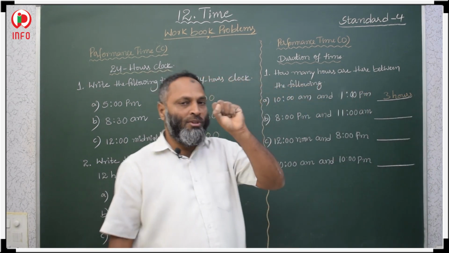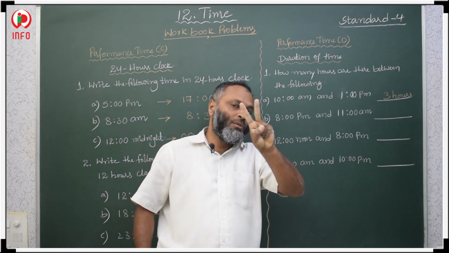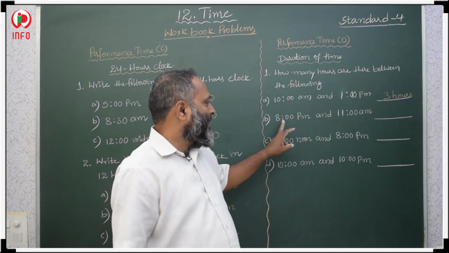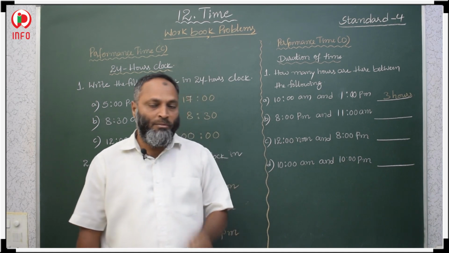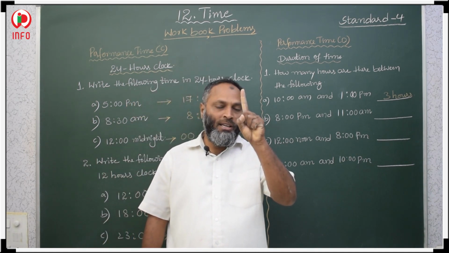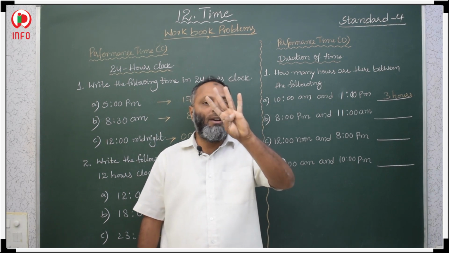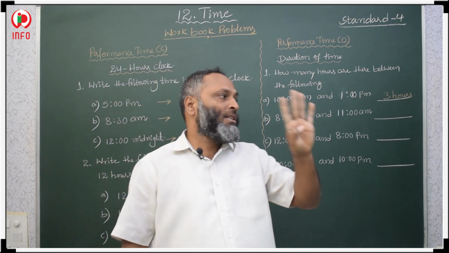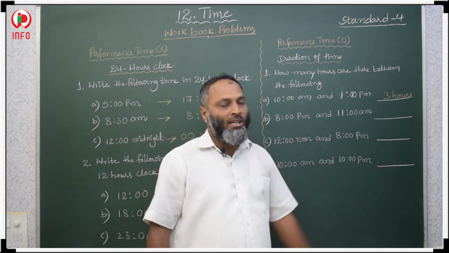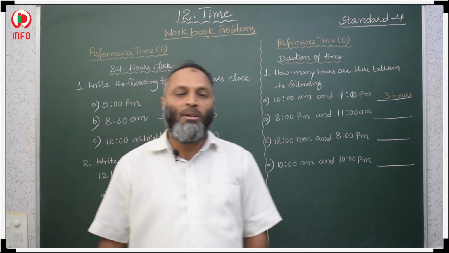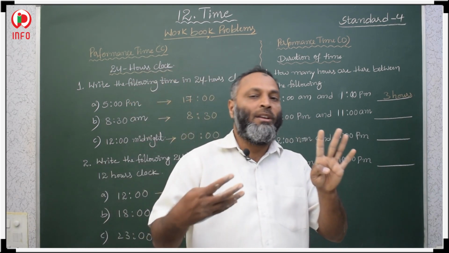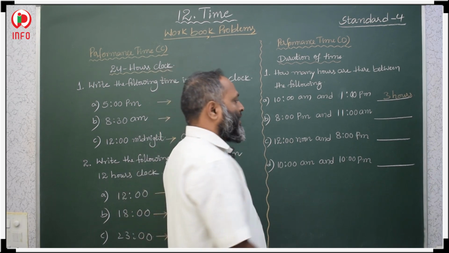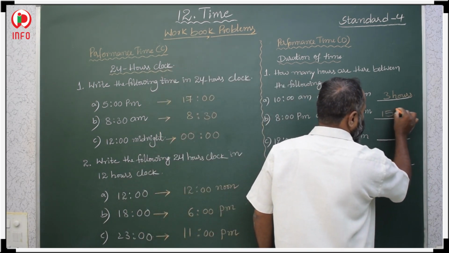First 10 a.m. to 11 a.m., 11 to 12 noon, 12 noon to 1 p.m. So total 3 hours. Then here 8 p.m. to 11 a.m. First the p.m. part: 8 to 9, 9 to 10, 10 to 11, 11 to 12 in the midnight. So this is 4 hours. Then after that, the AMs are 11 hours. 4 plus 11: you count 11, 12, 13, 14, 15. It is 15 hours duration.